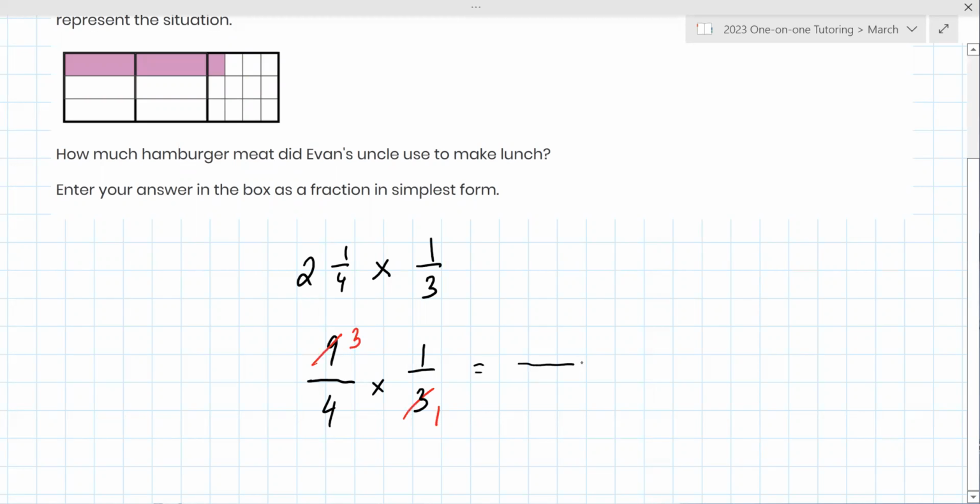Now you can multiply the top numbers and multiply the bottom numbers. Okay, what's your final answer here? 3/4. 3/4, good. Excellent. Okay, let's do another problem here.